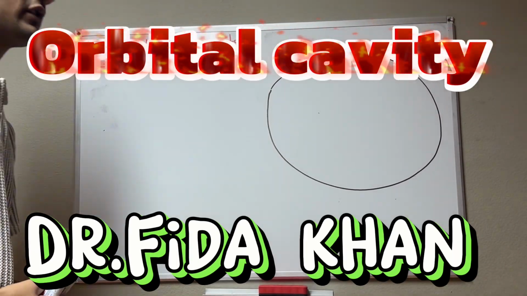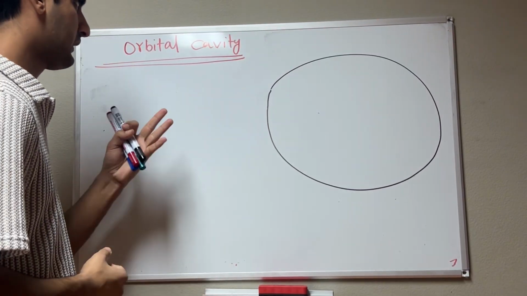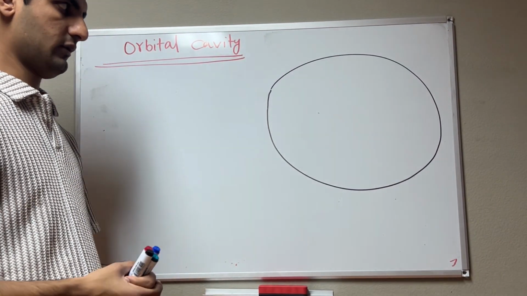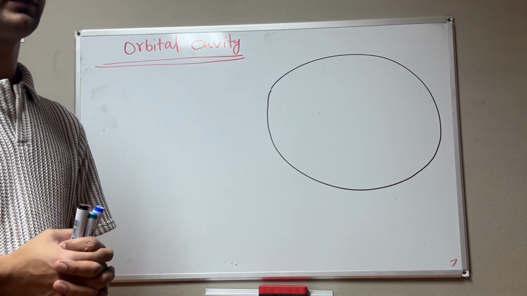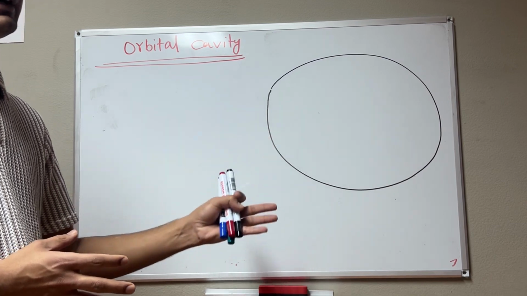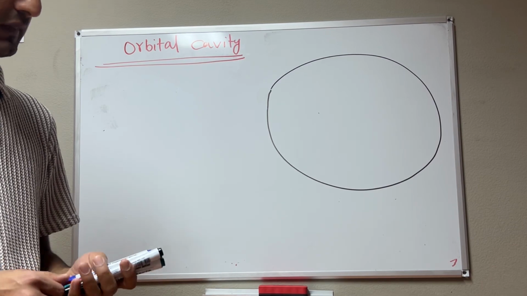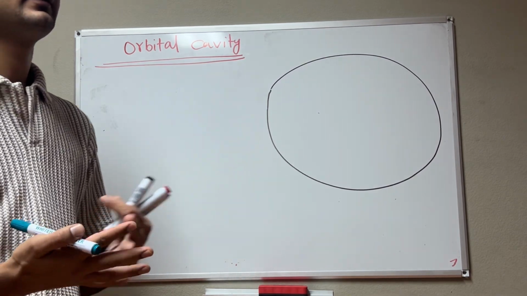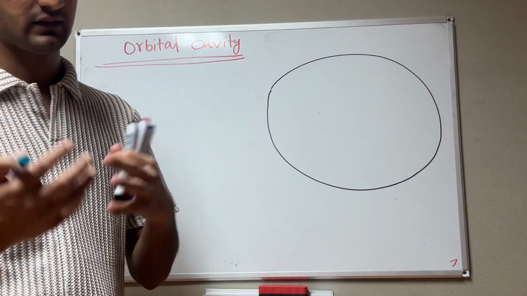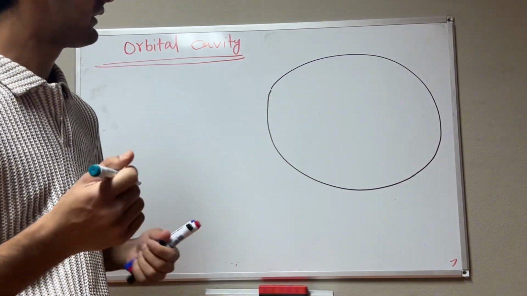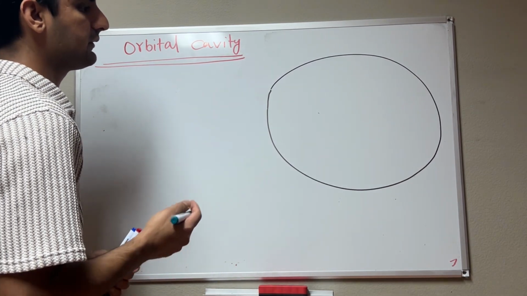Everyone, today we are going to discuss the orbital cavity. Okay, we will discuss which bones, which parts take part in the orbital cavity. This is the orbital cavity. Everyone knows what is present in the orbit: the formation of the eyeball, and there we have the eye.